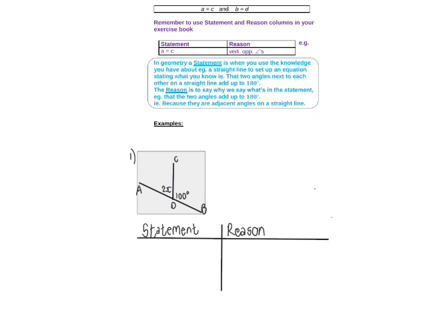In other words, in this case, if it's a straight line, the angles next to one another add up to 180. And then the reason is to say why we say what is in the statement. In other words, like I've said, with the three things that we went through, the two angles add up to 180 because they're adjacent angles on a straight line. We just use certain abbreviations for them, and that's why we wrote in brackets the reasons for you guys so you can see the abbreviations. First example.